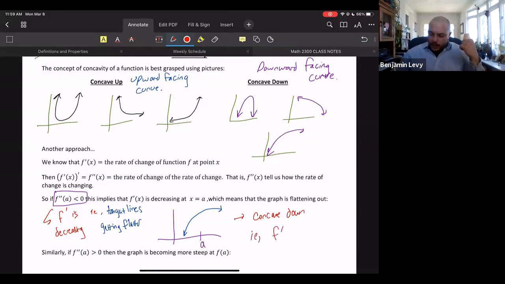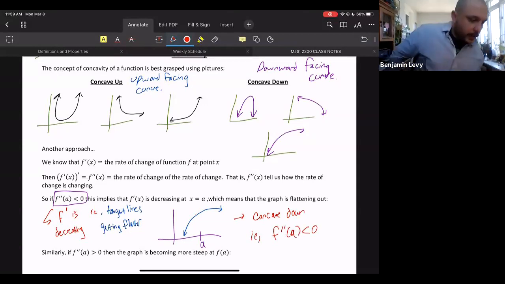I.e., second derivative is negative. I'm just trying to rationalize through why that second derivative gives us that curvature, because the slope of the tangent line is flattening out.